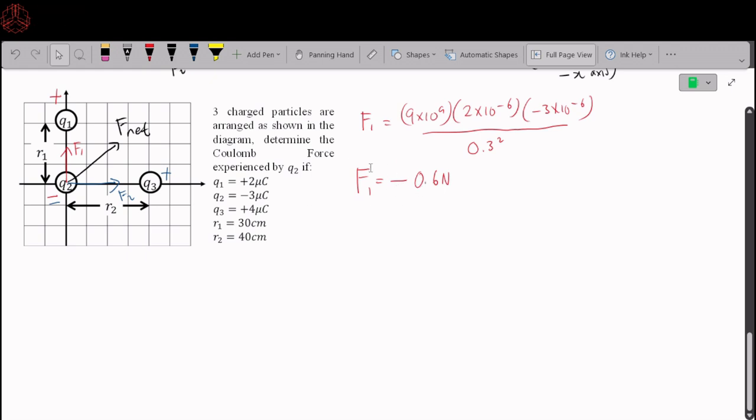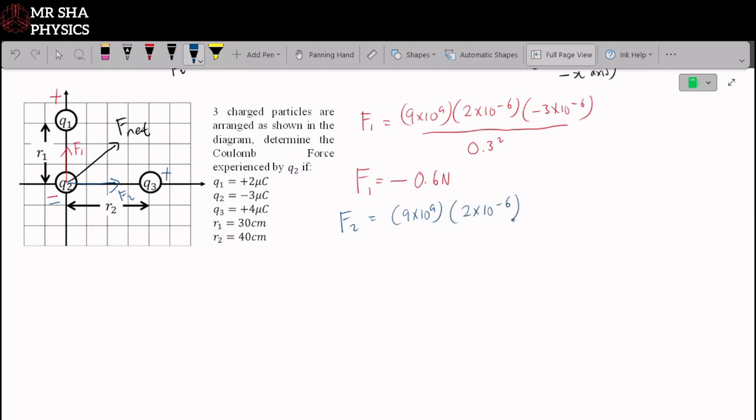This is the same case for F2, because again I've maintained Q2 to be negative 3, the magnitude is 3, and Q3 to be positive 4. The only difference from the previous question is that it's going to be negative 0.45 Newton. Again, I'm writing down here the step-by-step solution, the substitution of the values, as well as the final answer for F2.